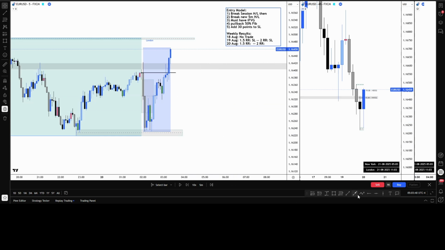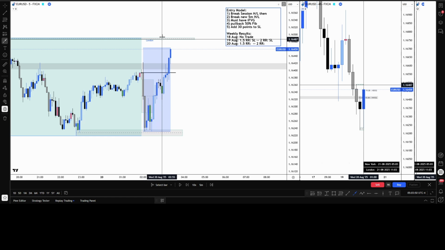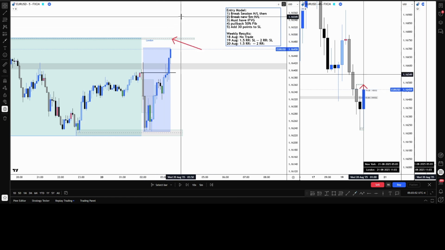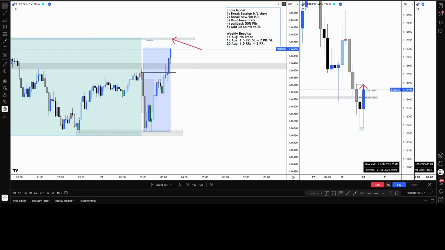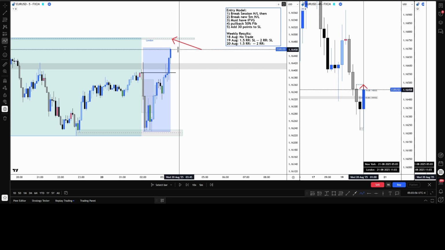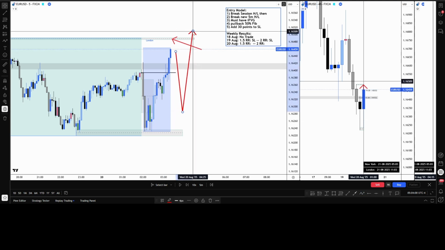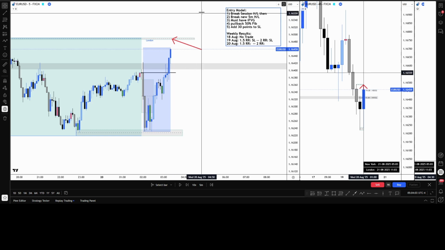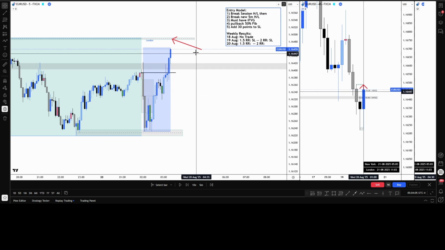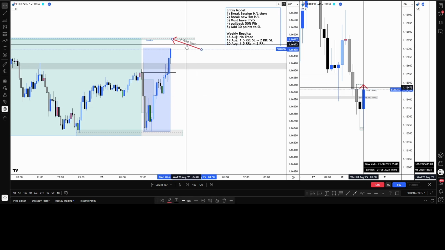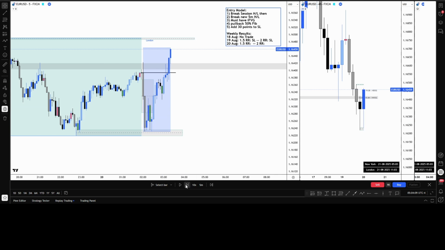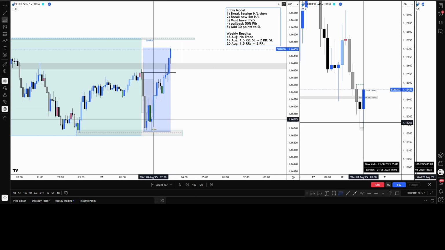So I need to mention something. If price now goes and taps this high, then the setup is invalid. Then we can't really look for a retest buy move anymore. Then we will have to wait until it makes a new 5-minute reversal and look for a sell. So just bear that in mind for future reference. Let's just move forward. So what are we looking for?